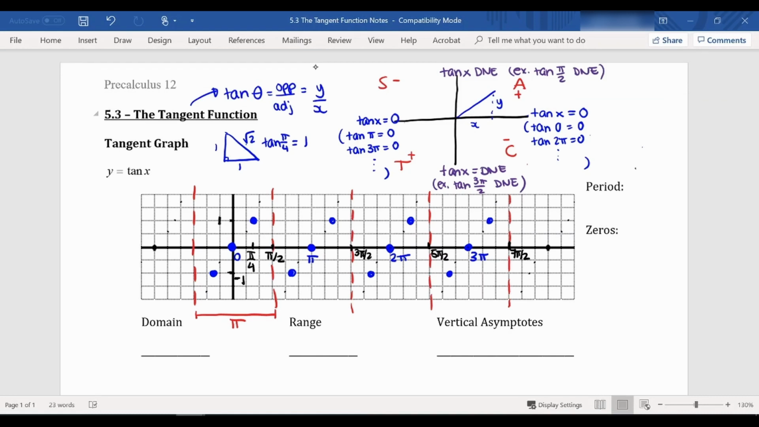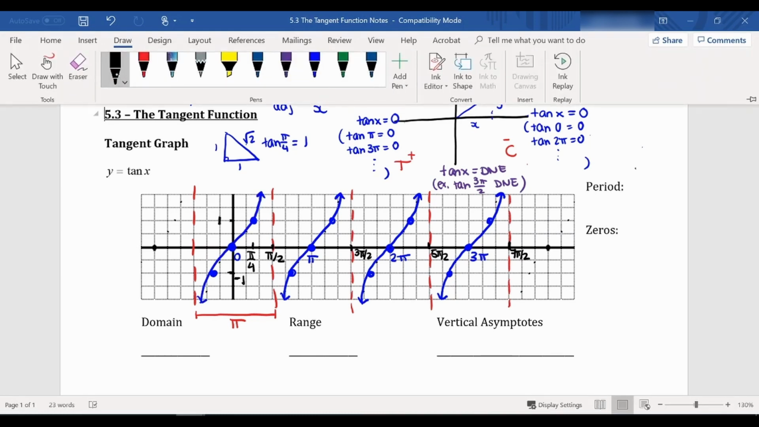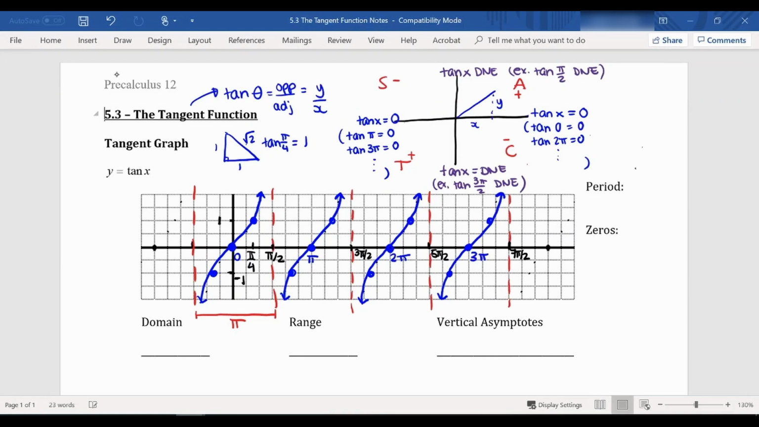Now, these look like if we connect them, they would be a straight line, but they're not. It's a curve, similar to how sine and cosine were curves. So I'm going to connect these in sort of a flowing pattern here. And I'm going to label this left asymptote that I didn't label here. This would be negative pi over 2, the one to the left of the origin. So you'll notice that from asymptote to asymptote, there's a span of pi. That is our period.